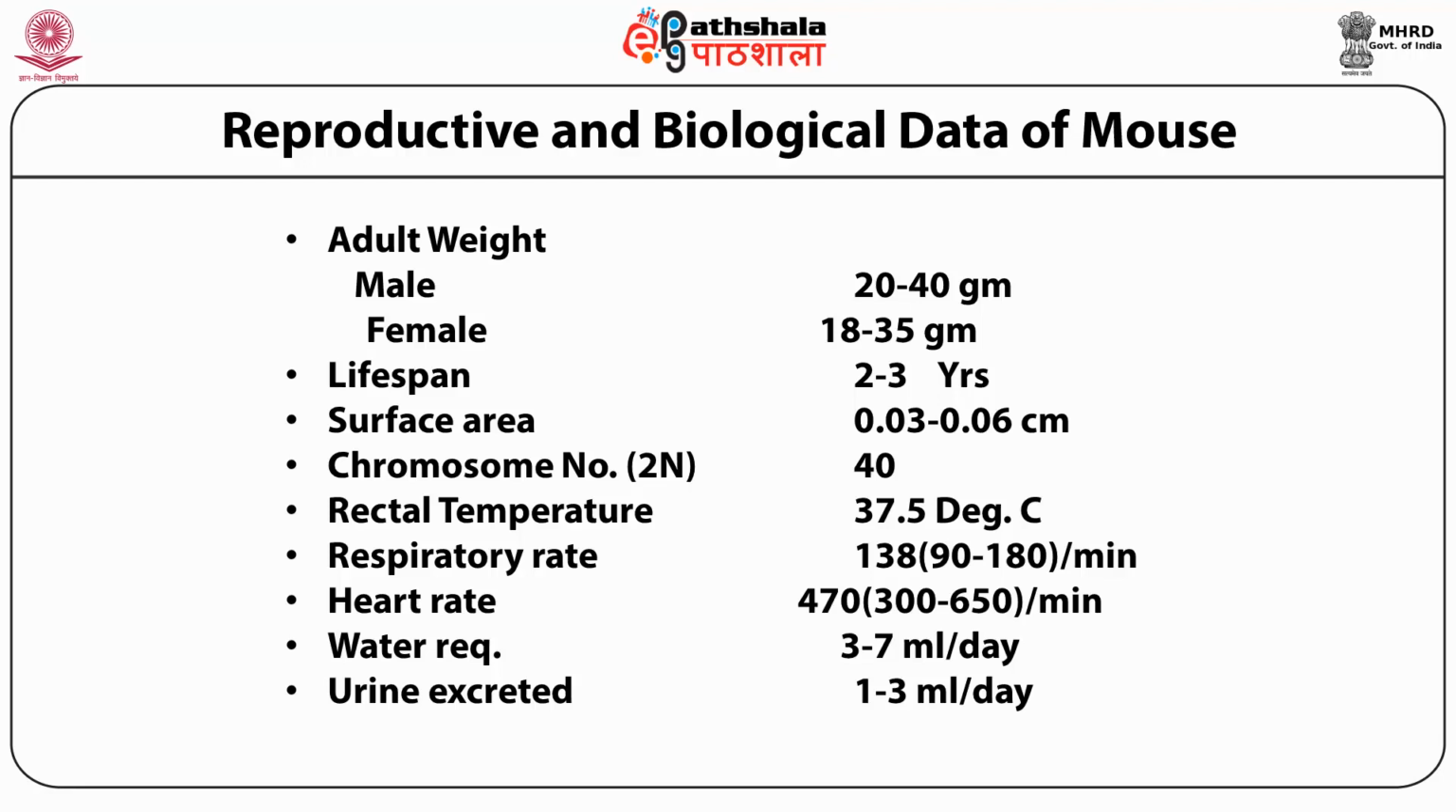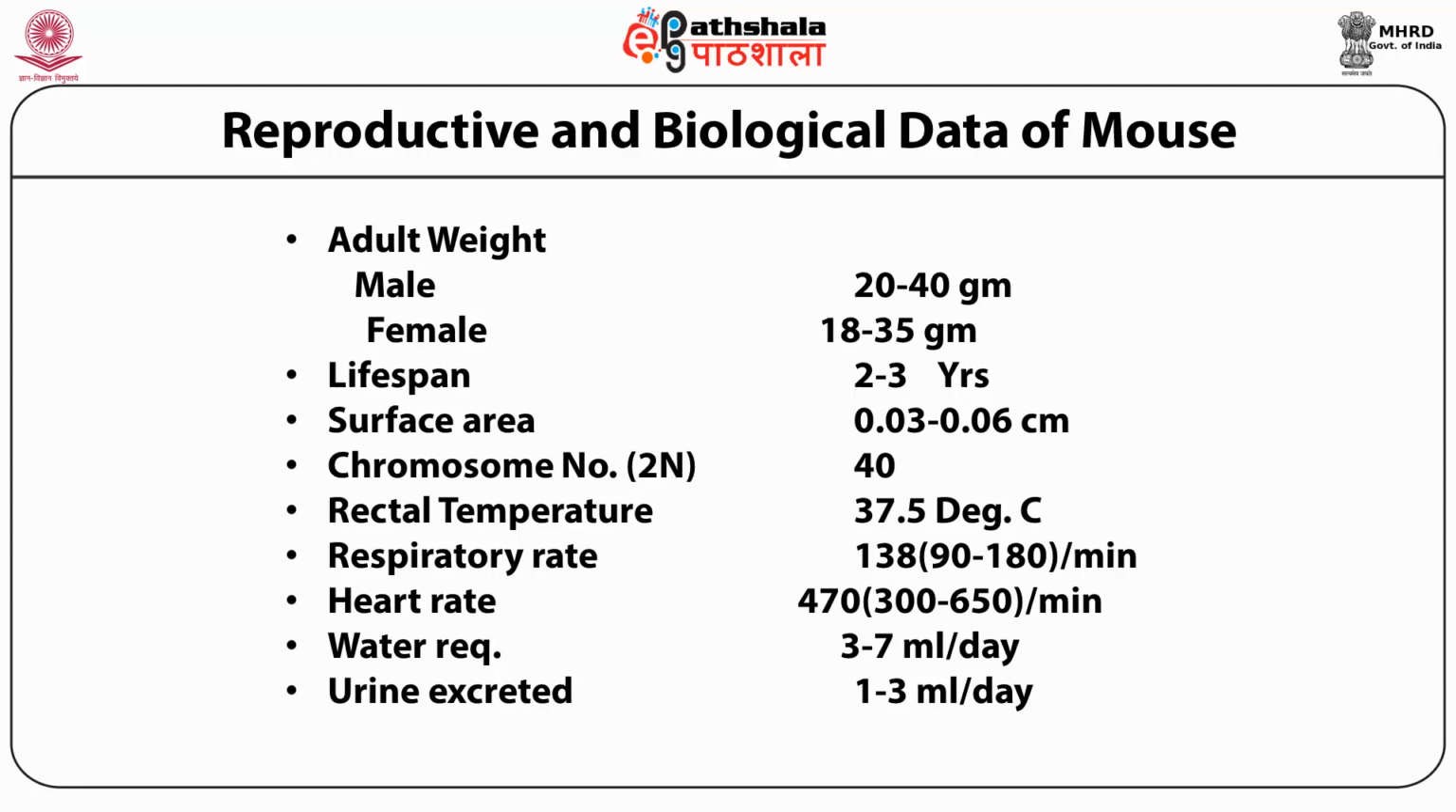And the lifespan is 2 to 3 years. The body surface area is 0.03 to 0.06, and the number of chromosomes present is 40. The rectal temperature is 37.5. The respiratory rate is around 138 on average. It will go up to 180 also.